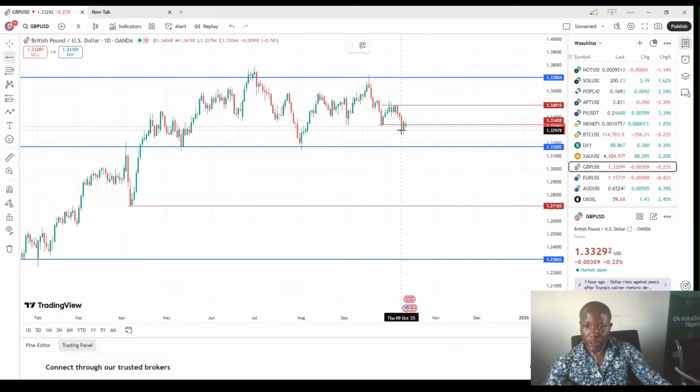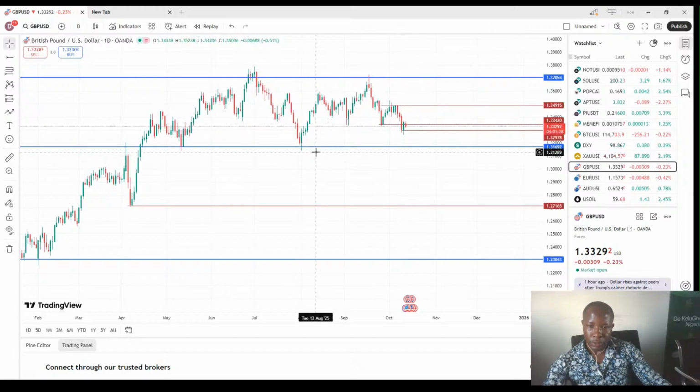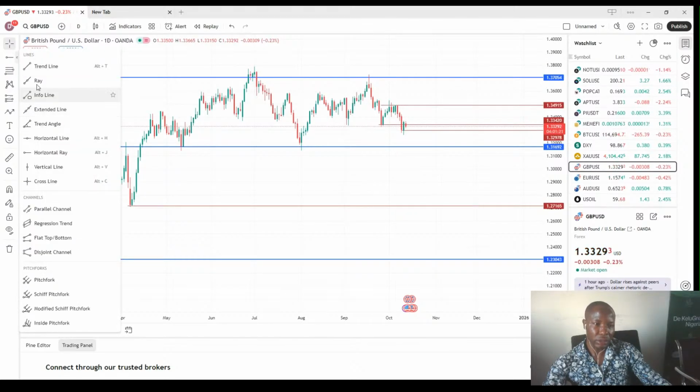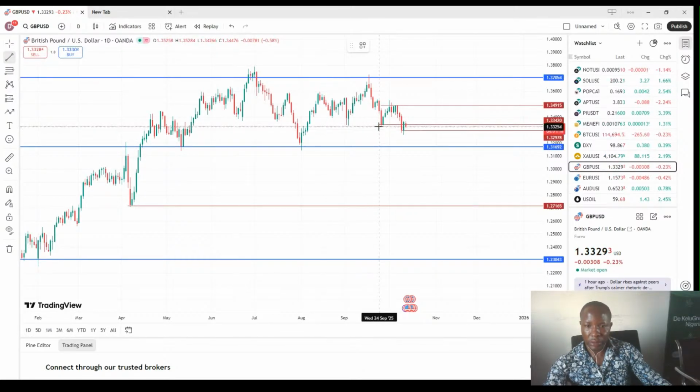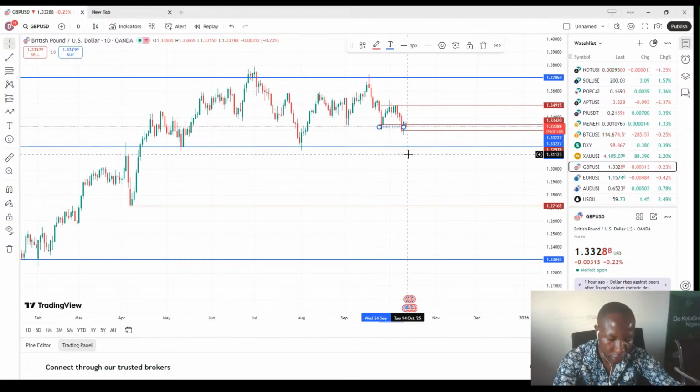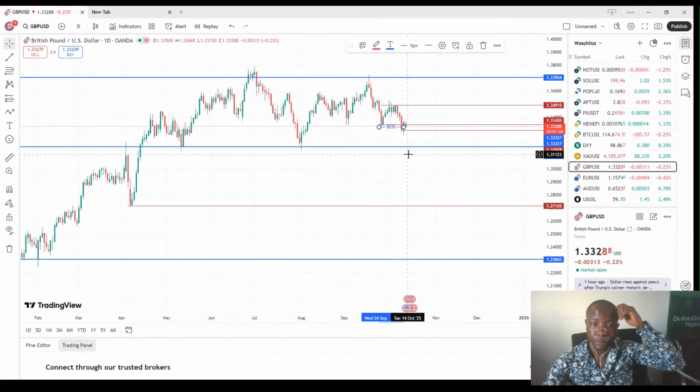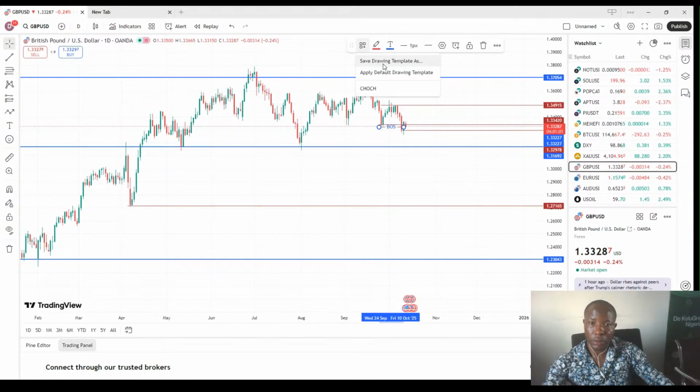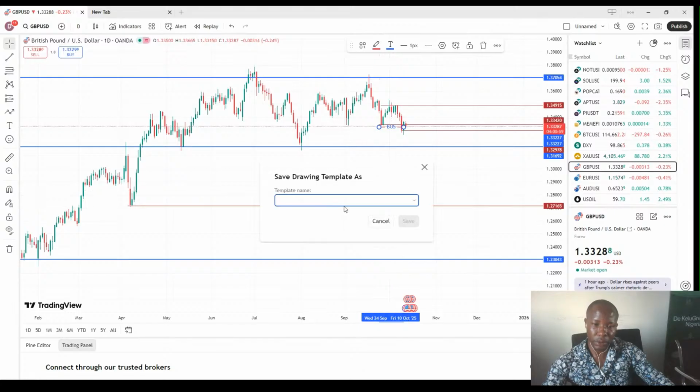We also have this one because it closed yesterday. So we have this minor and the market is just ranging around there. So let's mark out the last break of structure first. This is a break of structure, BOS. Let me save this so I will not continue to repeat it again. BOS.